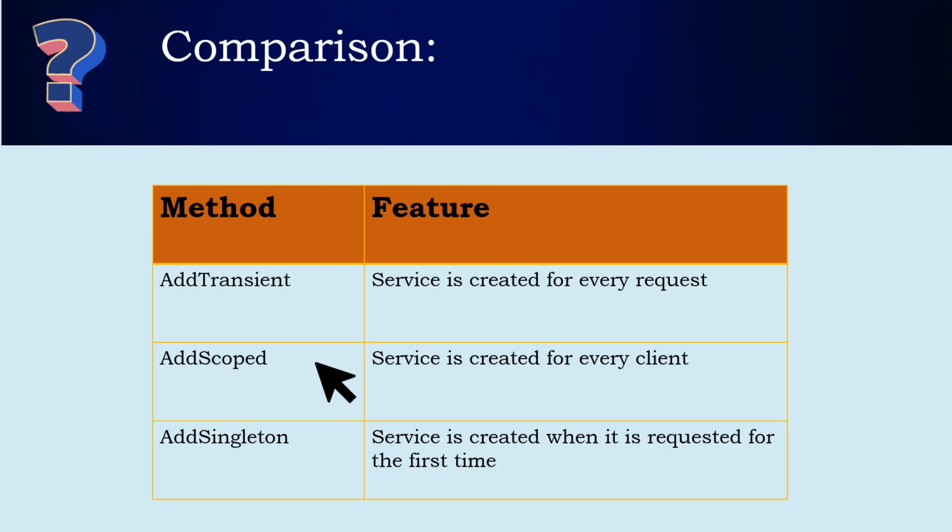Then add scoped, it is a bit different. Here the service is created for every client. If a particular client makes 100 requests, then there will be only one instance of the service. But if a new client makes the request, then the new service instance will be created. Then add singleton. Here service is created when it is requested for the first time. Then throughout the application, the instance remains the same. When the application shuts, then the service is disposed.